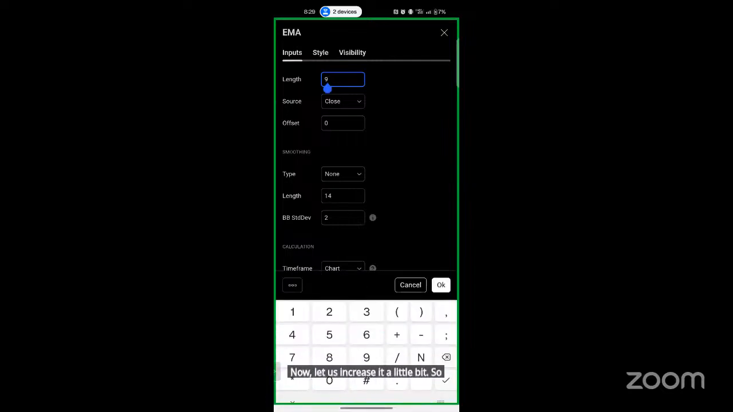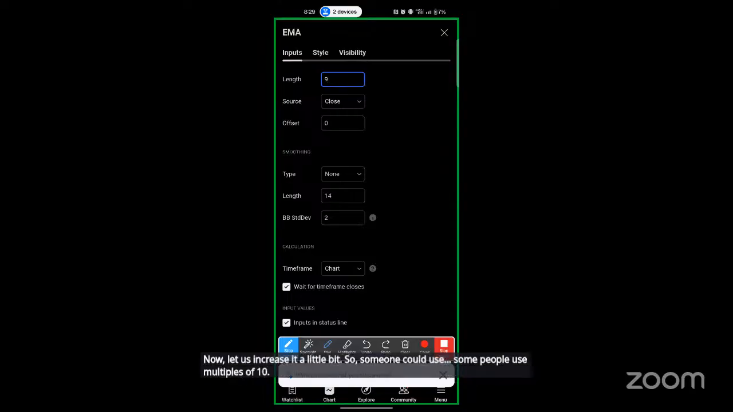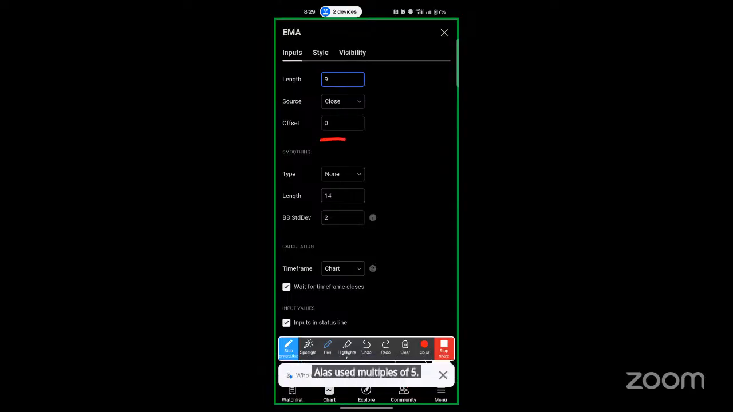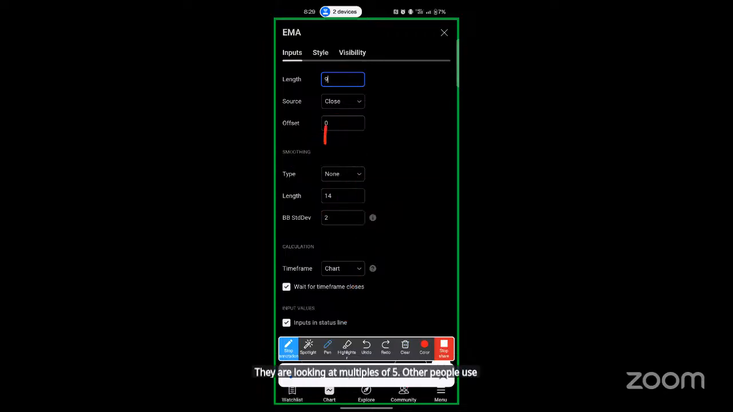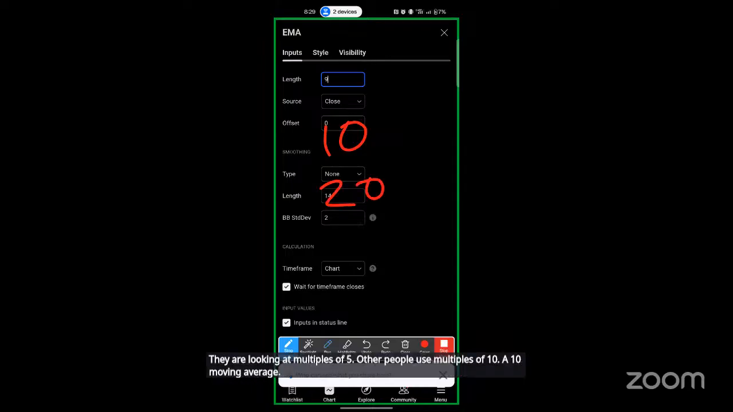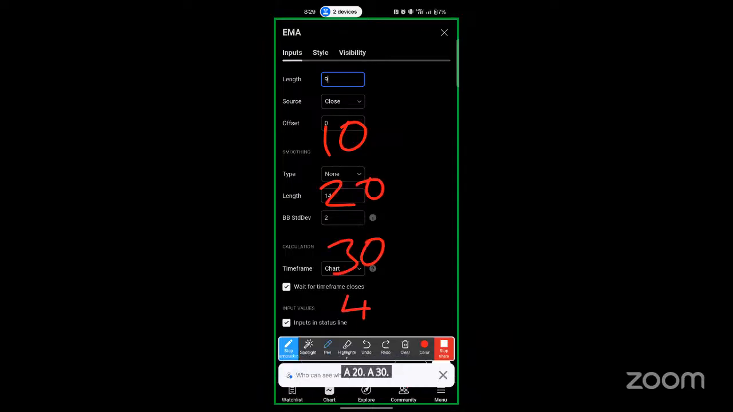Some people use multiples of 10. Others use multiples of 5: 5, 10, 15, 20, 25, 30. You get the picture. Other people use multiples of 10: a 10 moving average, a 20, a 30. Are you able to understand? A 40, a 50, a 60. Like that. They are looking at the performance of either the last 10 candles or the last 10 days.